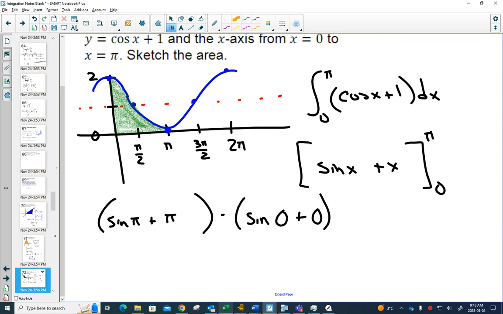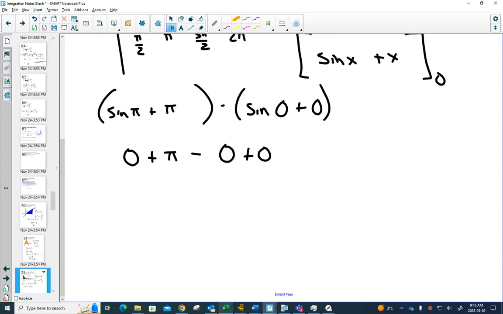And in this situation, what is sine of pi? That is your y-coordinate at pi. 0 plus pi. Sine of 0 is y-coordinate 0. And oh, what a nice number. It's equal to pi.